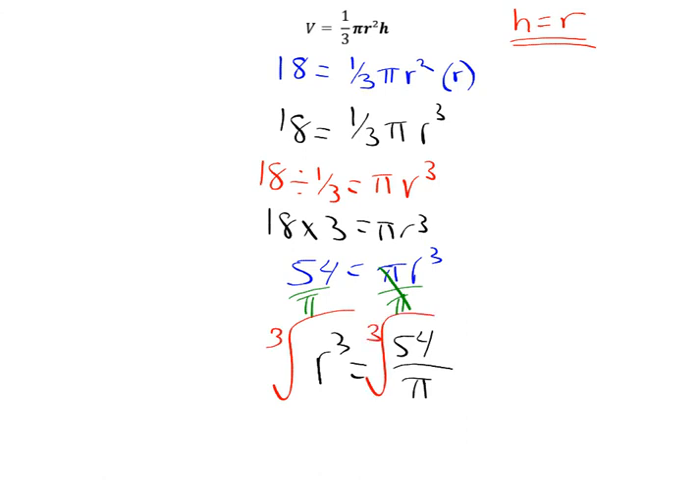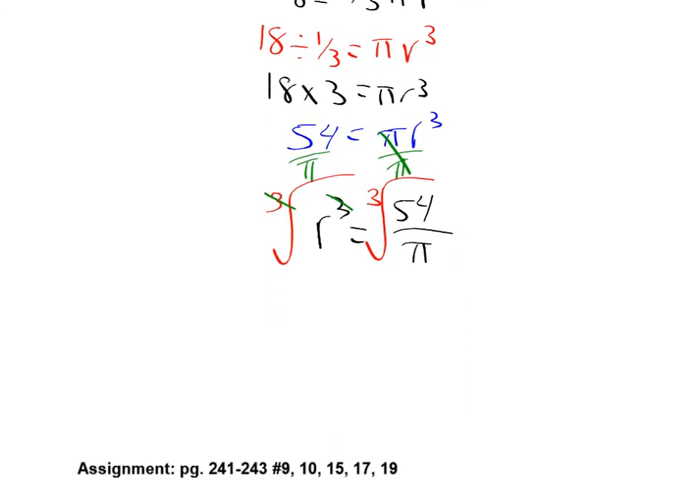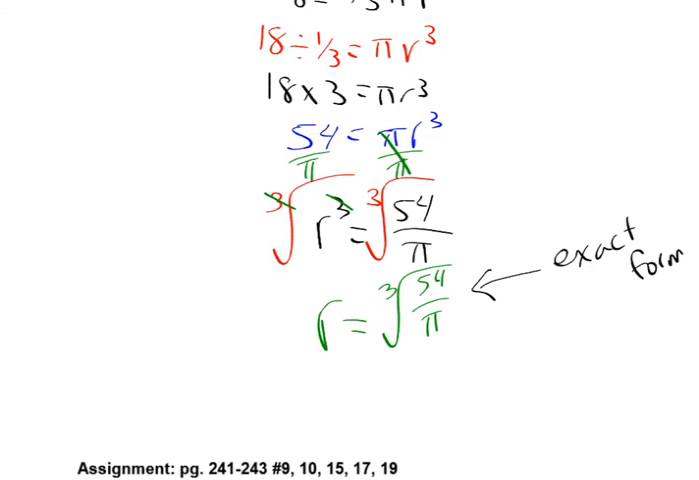Cubing and cube rooting cancel each other off. Boom. We get left with r equals the cube root, I'll write it, 54 over pi. This right here is the exact form. It's got its root. It's got its fraction. Now we can punch that into the calculator. Cube root, 54 divided by pi. Use the pi button, please. Never 3.14, always the pi button.